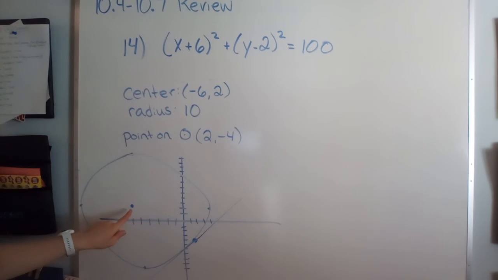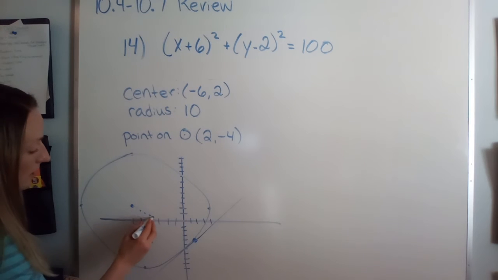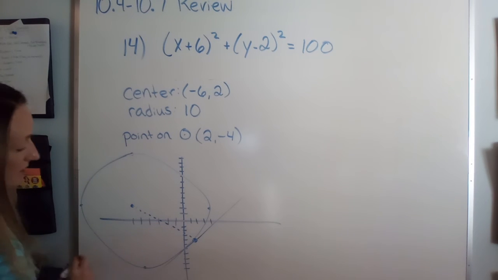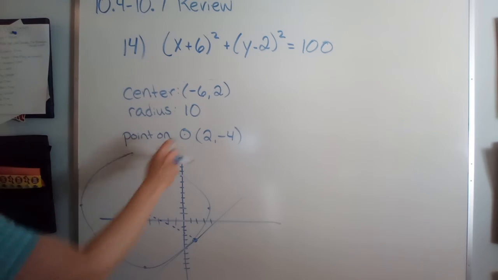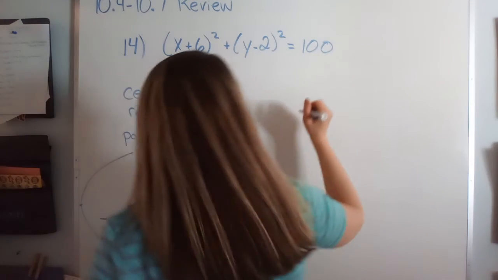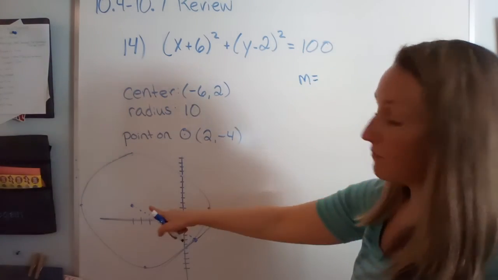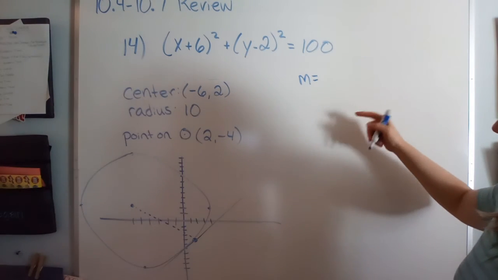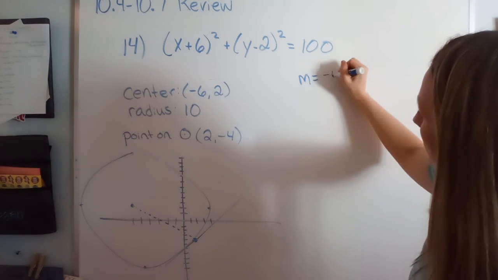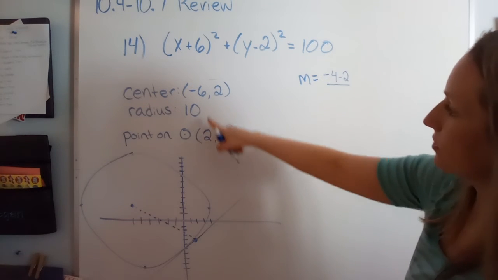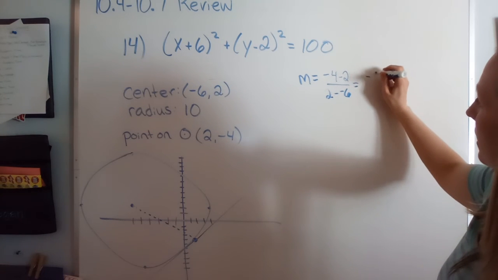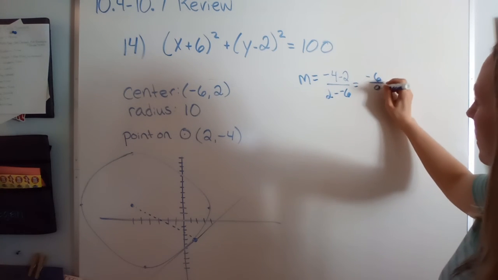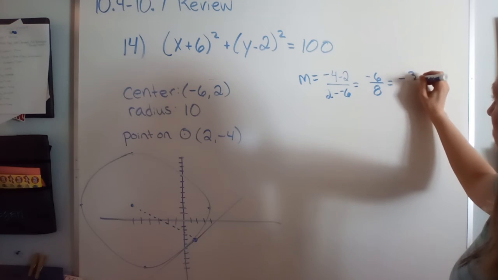So, let's first find the slope of the radius. The slope of the line that goes from the center to the radius. To find that slope, I'm going to use this information. I could also count units, but let's just plug into the slope formula. The slope of the radius: difference of the y's, -4 minus 2, over difference of the x's, 2 minus -6. So you're going to have -6 over 8, so -3/4.